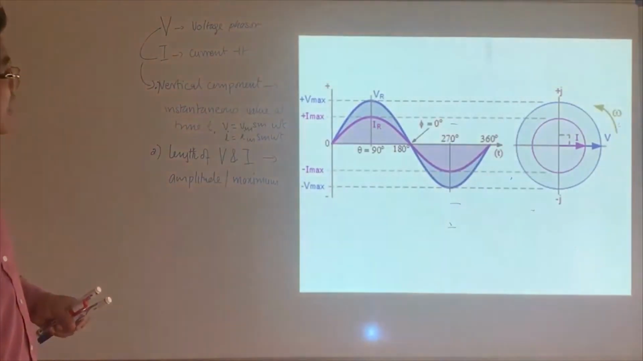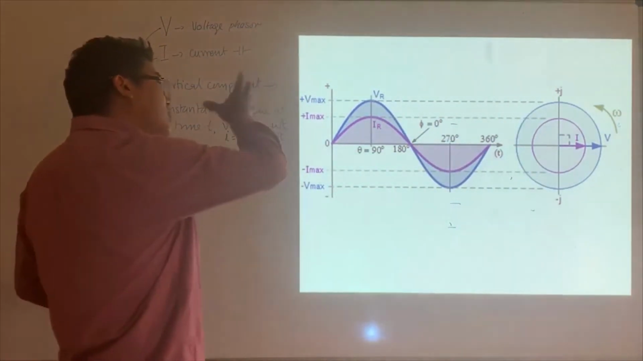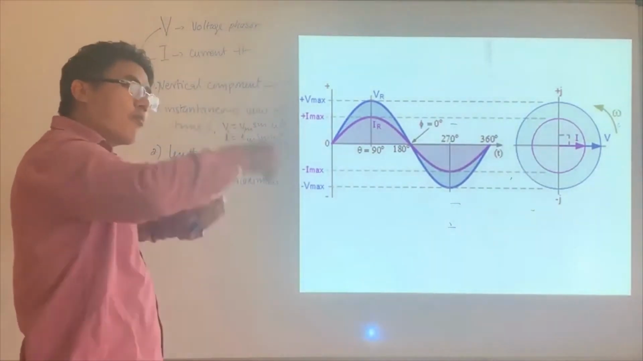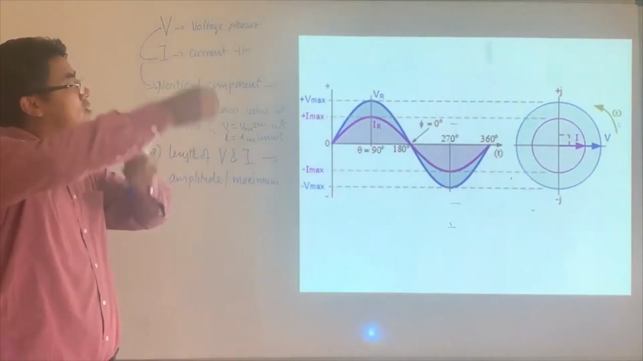So when you rotate, the instantaneous value keeps on changing. So it is going in a cyclic form. That means it goes to maximum, then 0, then negative, and goes on like this.